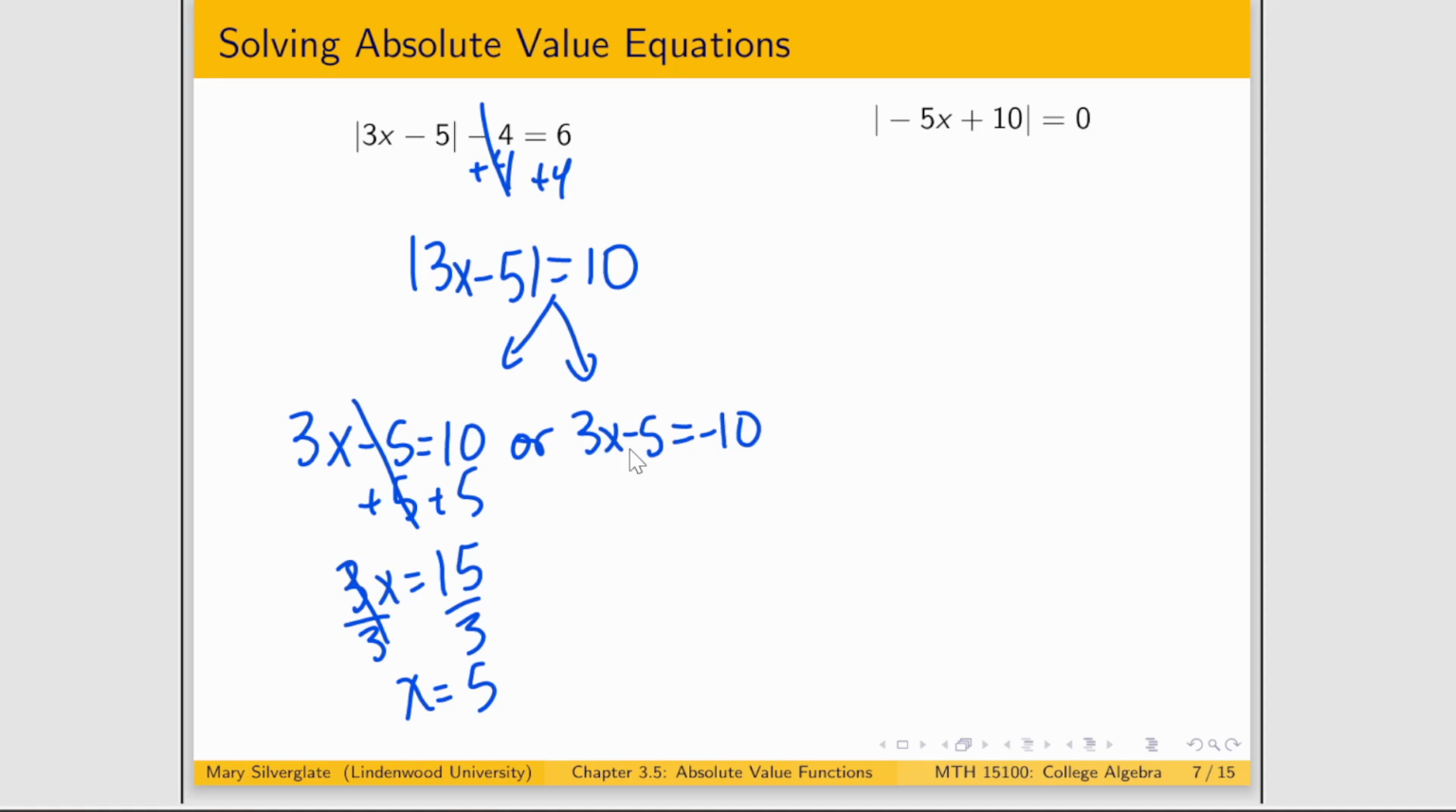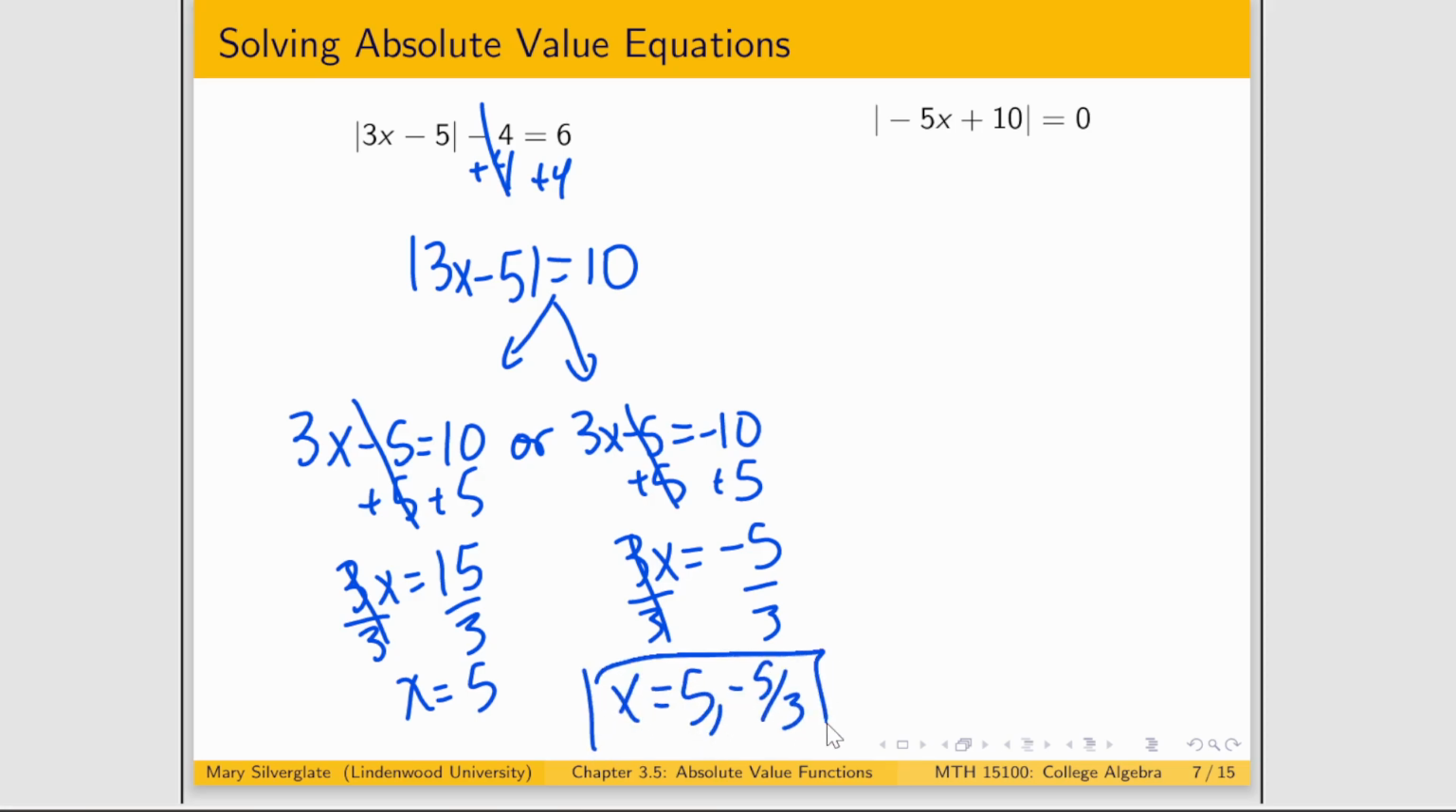Same deal with the other mini equation. So we undo subtracting 5 by adding 5 to both sides. We're left with 3x is equal to negative 5. Then we undo multiplying by 3 by dividing by 3. So x is equal to negative 5/3. So those are our two solutions. We either have that x is equal to positive 5 or negative 5/3.